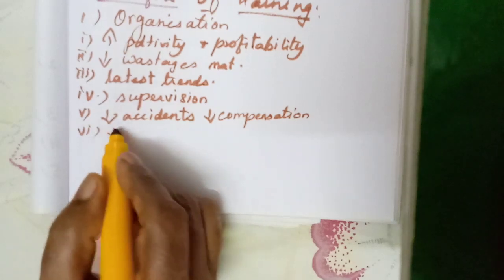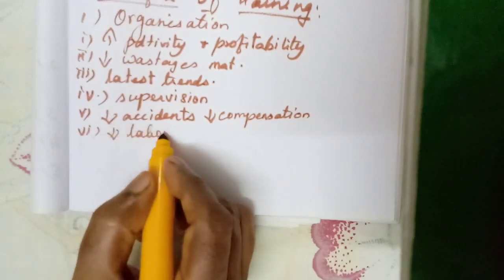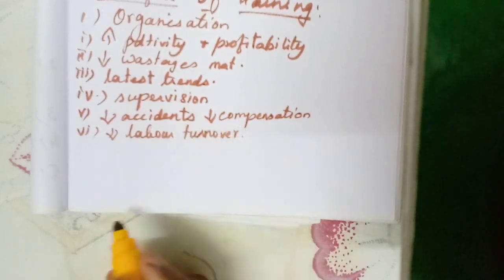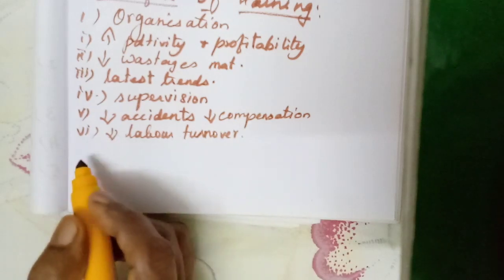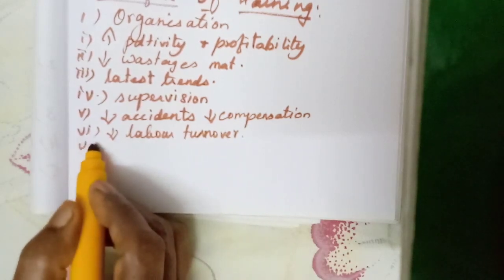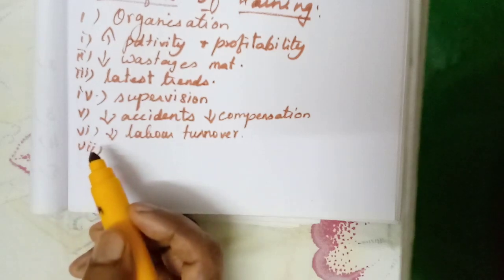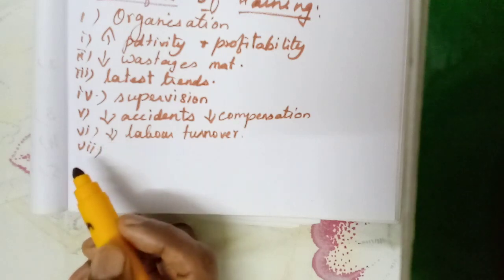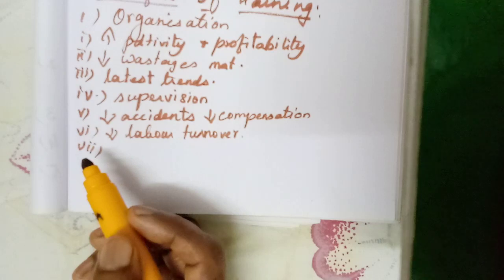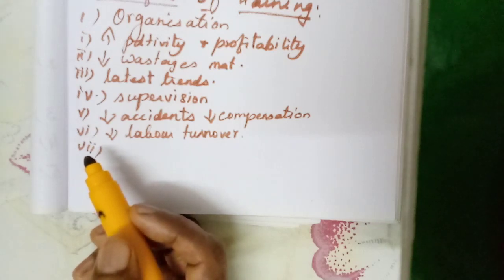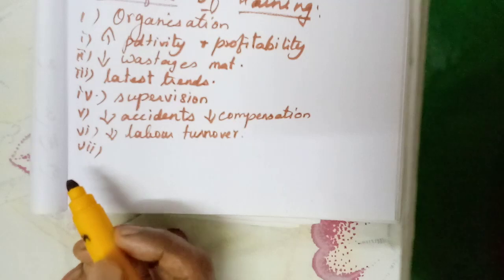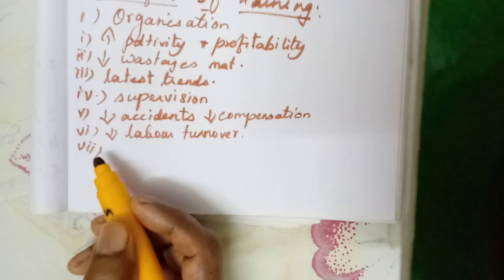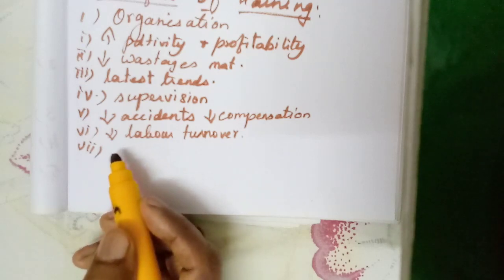And again, it reduces the labor turnover. We know what is labor turnover: the employees leave the employment and go outside the organization. That will be reduced because they have got enough knowledge and they can apply it, and they can work without any problem. They have come to know about the work very well, and they can perform the work very well, isn't it? So they may not think to get out of the organization.